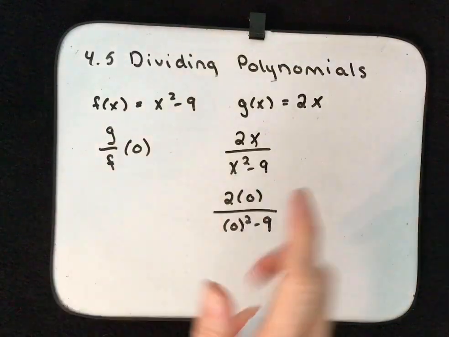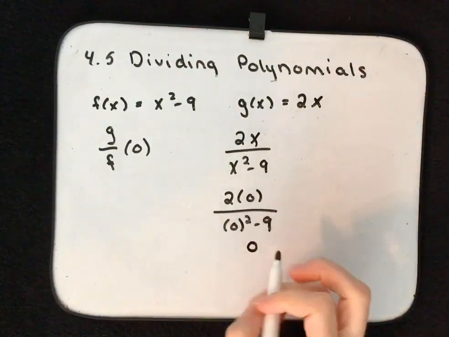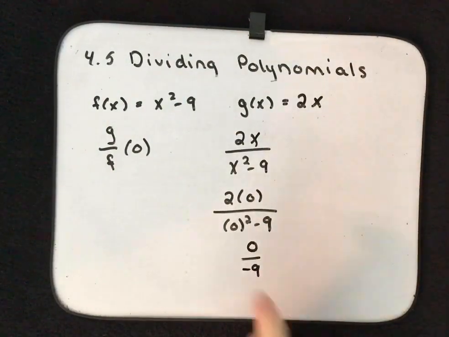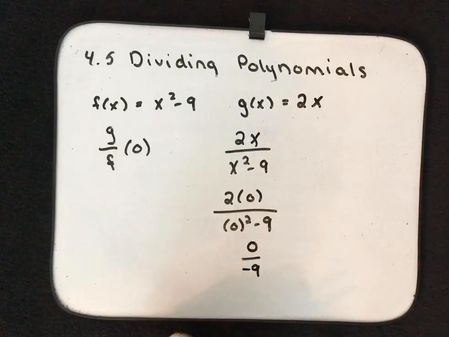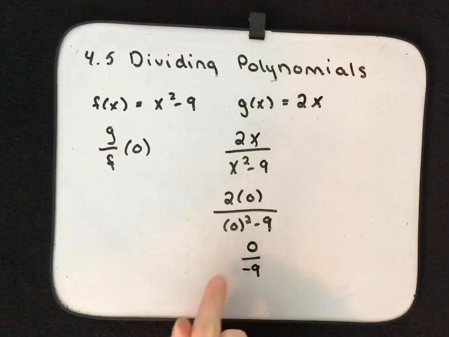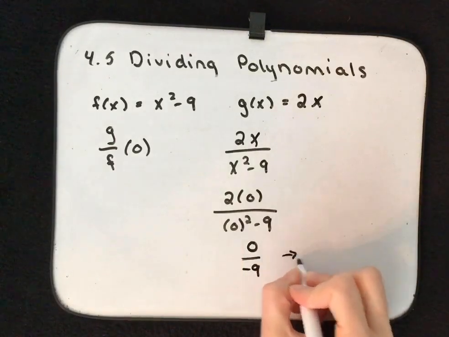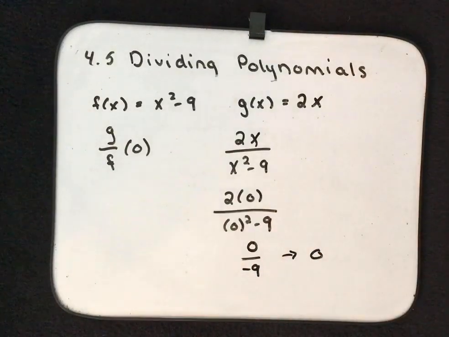So 2 times 0, that's just 0. 0 minus 9, that's negative 9. Now be careful. 0 is in the numerator this time. It's not in the denominator, it's in the numerator. 0 in the numerator is a perfectly valid answer. It just means that the result here is going to equal 0. 0 divided by negative 9 gives us just a value of 0.